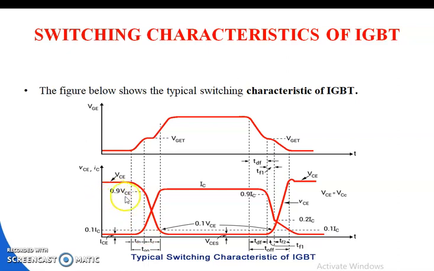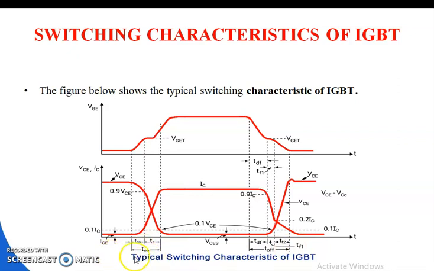The entire on time of the switching characteristics curve is divided into two different intervals. The first one is TDN, the turn on delay time. The second one is TR, the rise time. Similarly, the total turn off time is divided into two different segments: TDF, the turn off delay time, and then TF1 and TF2, the falling time 1 and falling time 2.